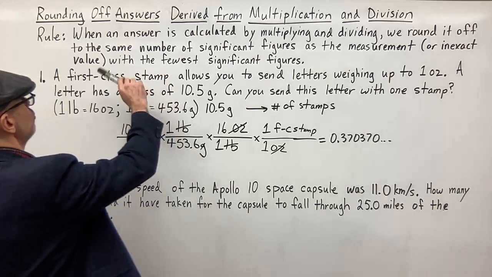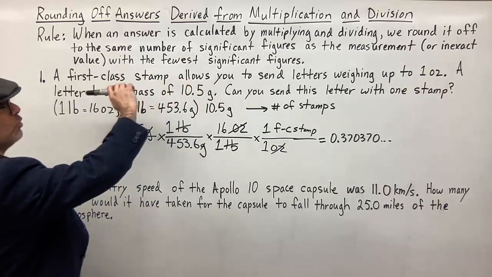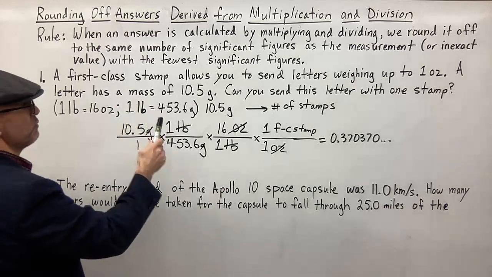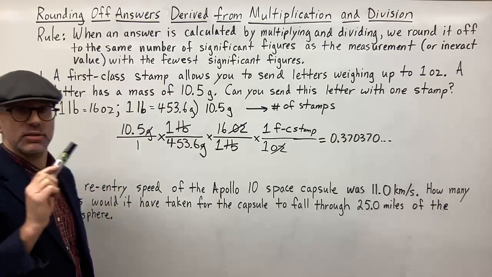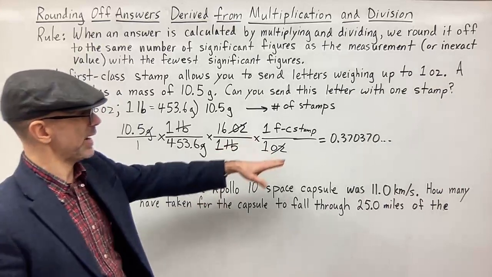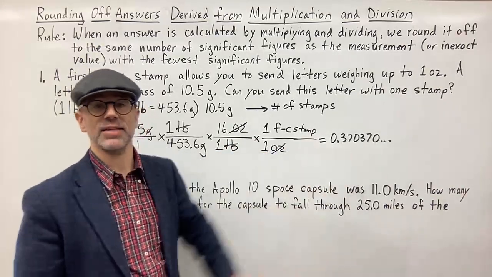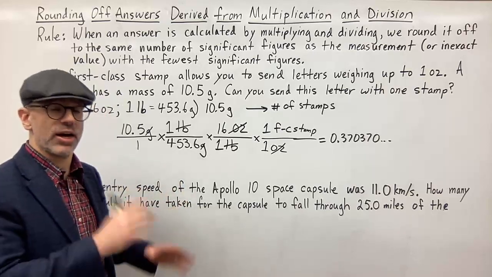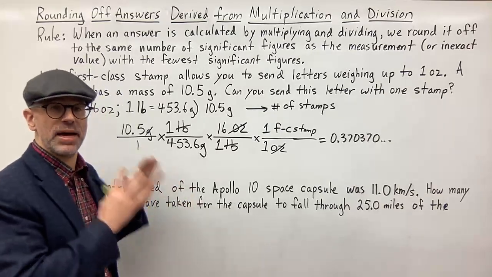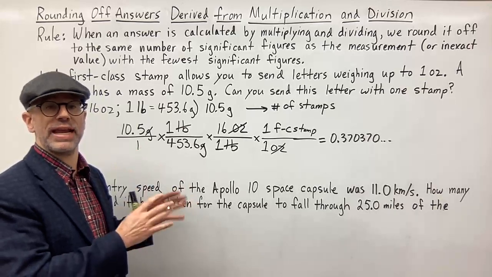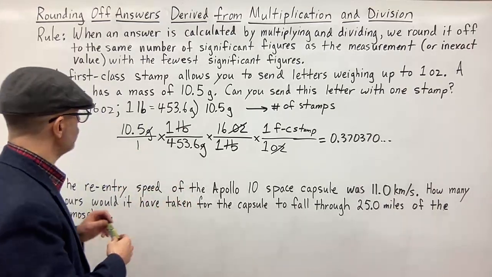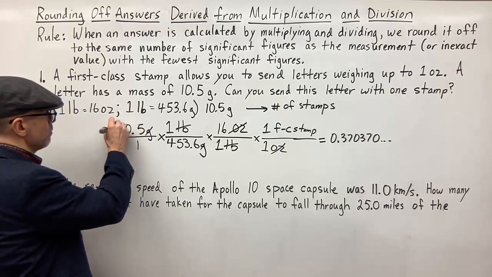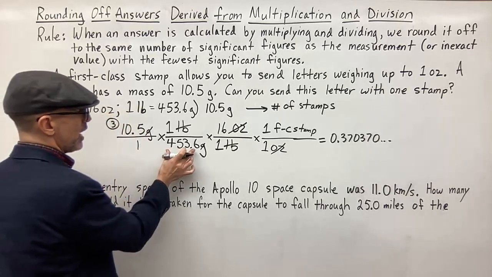So according to the rules, I need to round this to the proper number of sig figs. The rule is the number of sig figs in my answer should be the same as the measurement or inexact number that has the least number of sig figs. So here I have 3 sig figs, and here I have 4.